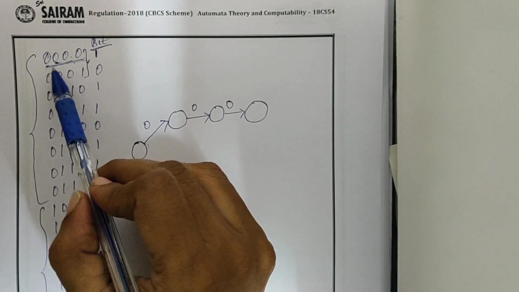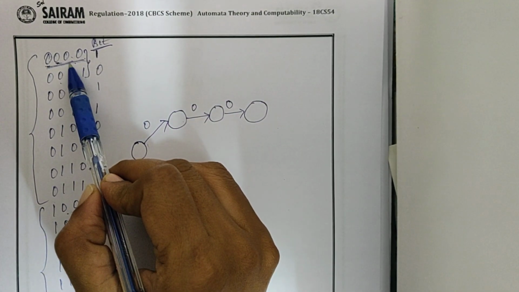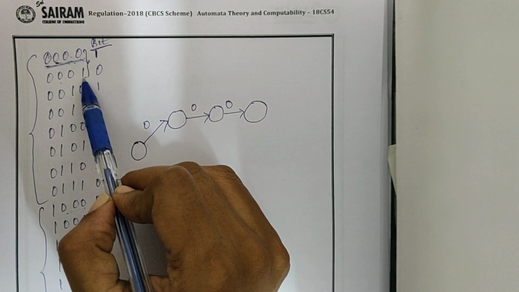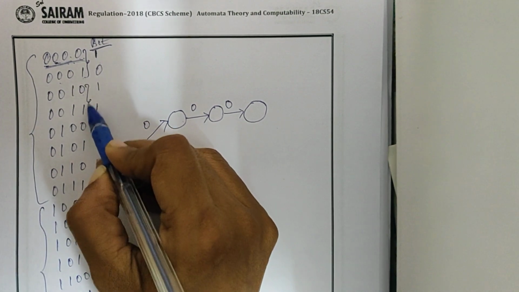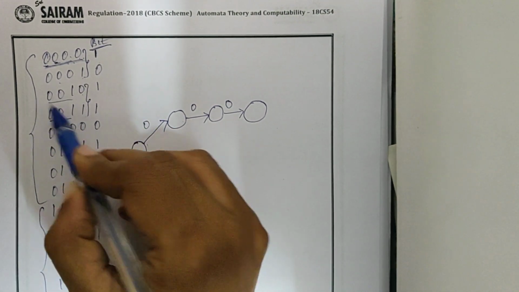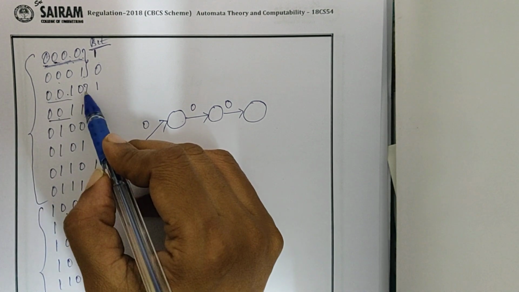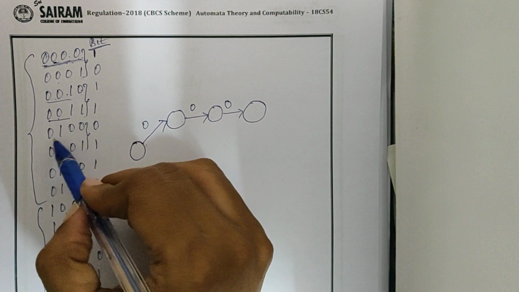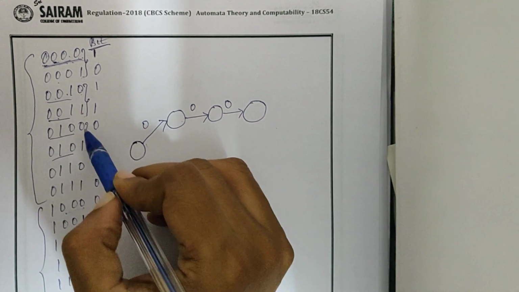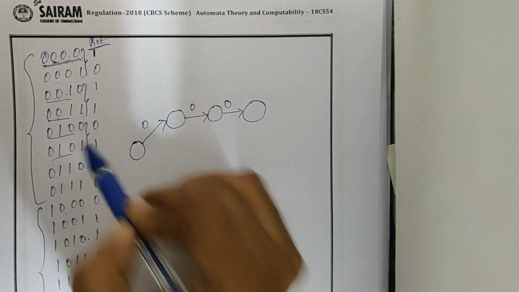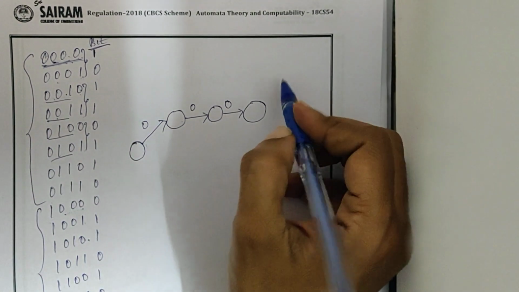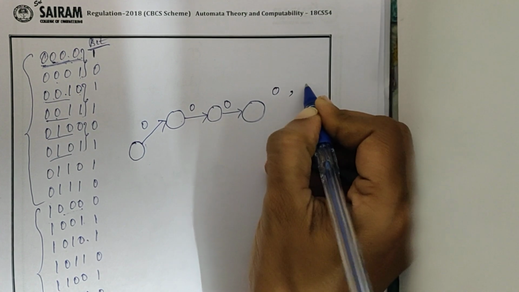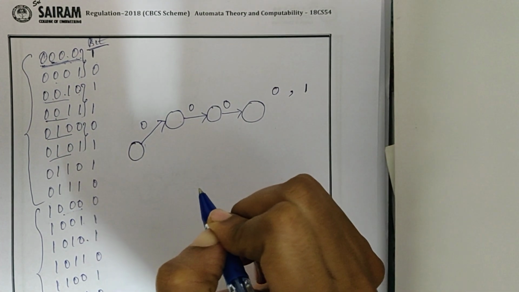If you take these two, the first 3 bits are the same, and the fourth bit can be either 0 or 1. Take the next 2 combinations, the first 3 bits will be the same, 0 0 1 0 0 1. The fourth bit will be either 0 or 1. Similarly, check these 2 combinations, the first 3 bits are the same. The fourth bit can be either 0 or 1. So the fourth bit can be either 0 or 1, right?